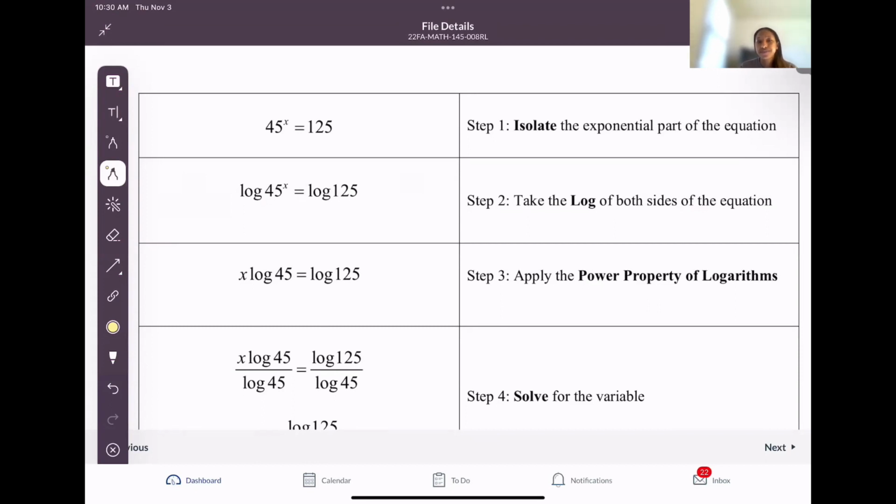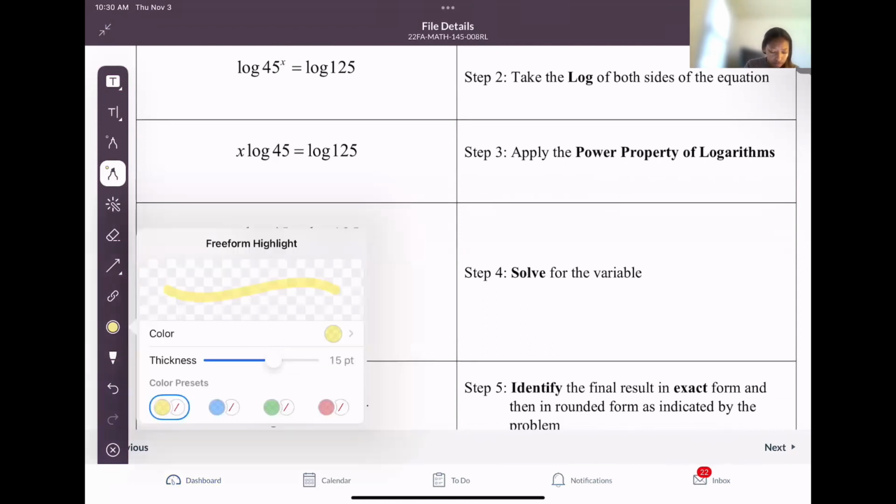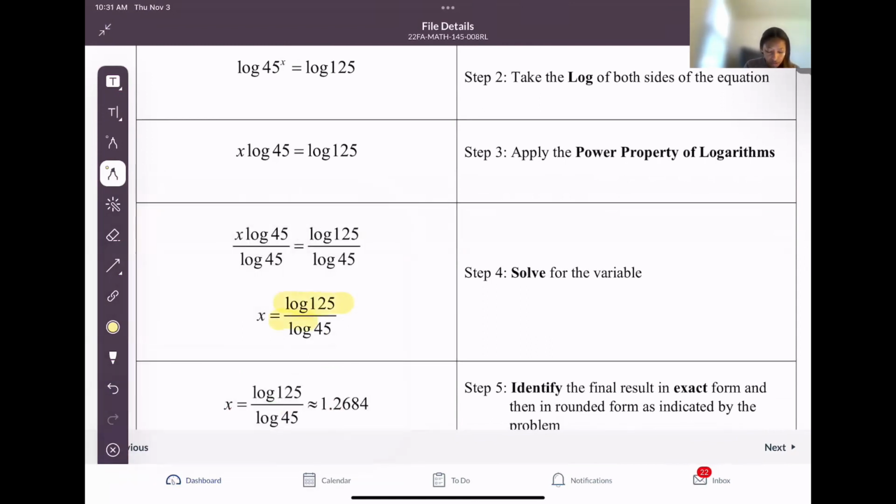And then we can just divide. Log of 45 is just a number. So we'll divide both sides by log of 45. And we get x equals log of 125 divided by log of 45. Okay. At this point, this is the exact solution. If you're ever asked for an exact solution, this would be the exact solution.